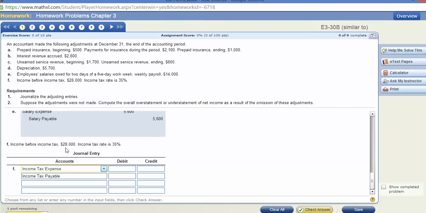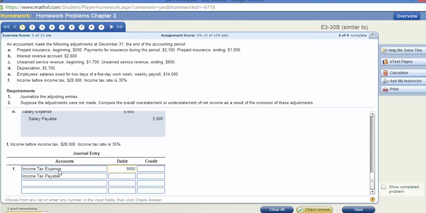If you take $28,000, okay, we'll take 28,000. And when you're sitting for an exam, whenever you're calculating the income tax, be careful, because I think the easiest way to calculate this is to multiply 28,000 times 0.35 instead of doing 35 and then looking for the percent sign. So 28,000 times 0.35 equals 9,800. So we're going to raise expenses by 9,800.